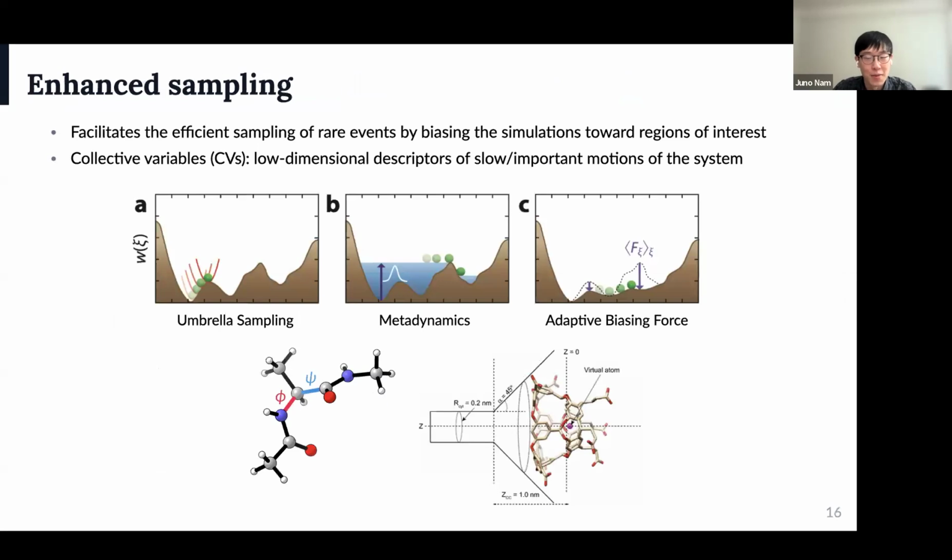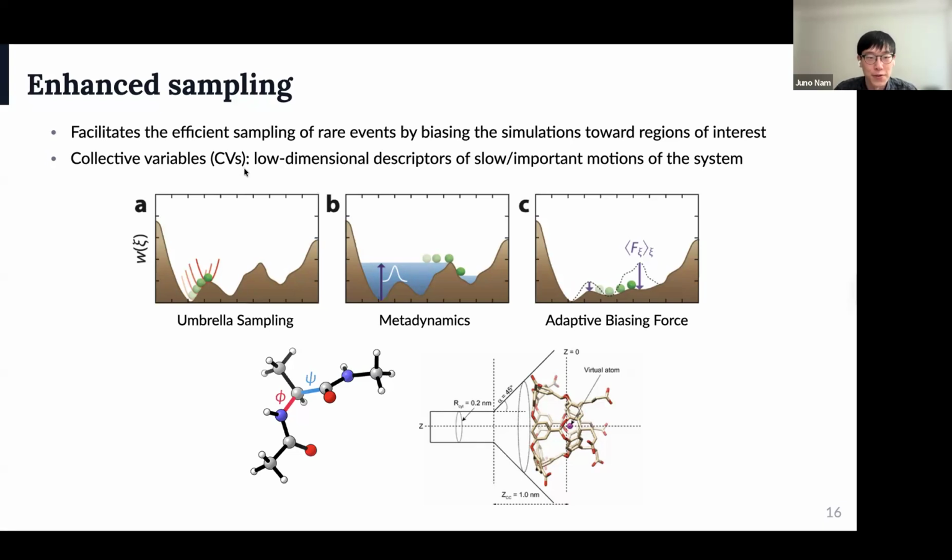So to do this, we apply an enhanced sampling approach. And there are various flavors of enhanced sampling approaches that facilitate the sampling of rare events, like events that cross the energy barrier, by biasing the simulation toward the regions that we are interested in. And in order to do so, there are different approaches that either use collective variables or use different ensembles, like multi-thermal or replica exchange.